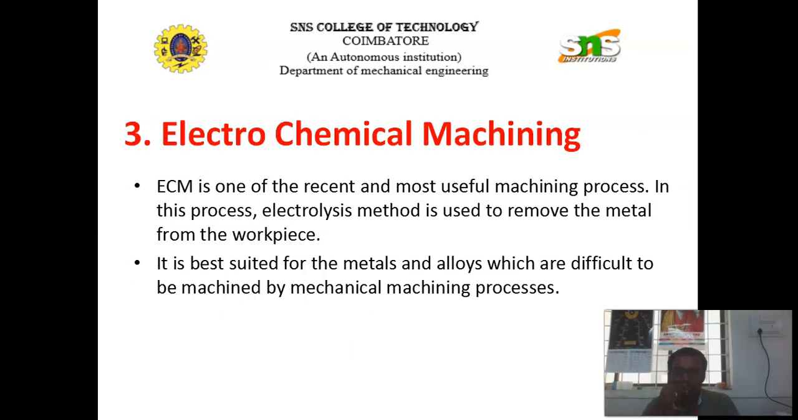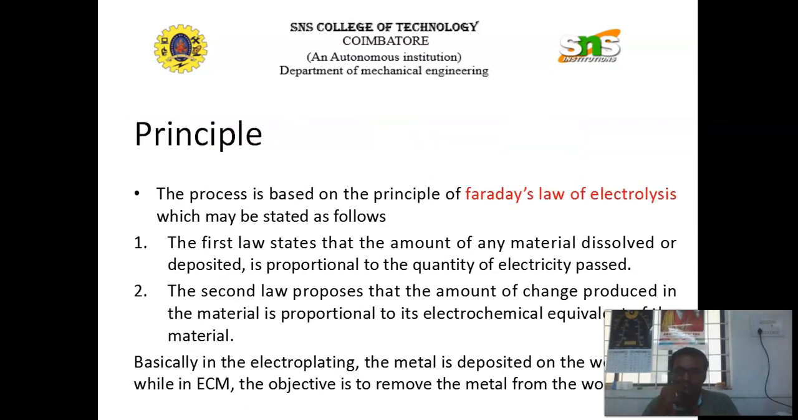ECM is one of the recent and most useful machining processes. In this process, the electrolysis method is used to remove the metal from the workpiece. It is best suited for metals and alloys which are difficult to machine by mechanical machining processes. The major principle of electrochemical machining is based on Faraday's laws of electrolysis, which may be stated as follows. The first law states that the amount of any material dissolved or deposited is proportional to the quantity of electricity passed. The second law proposes that the amount of change produced in the material is proportional to its electrochemical equivalent.